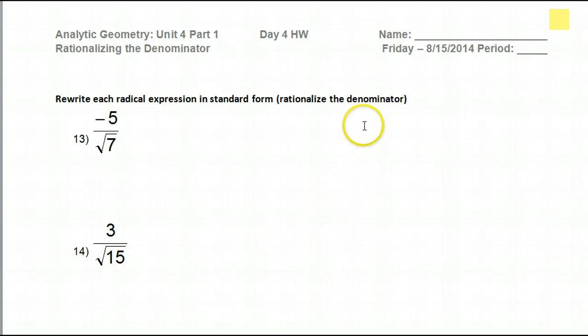Alright, in this video we're going to learn how to rationalize the denominator. When you're dealing with radical expressions, it's not considered to be standard form if you have a radical in the denominator, and I'm going to show you how to fix that.